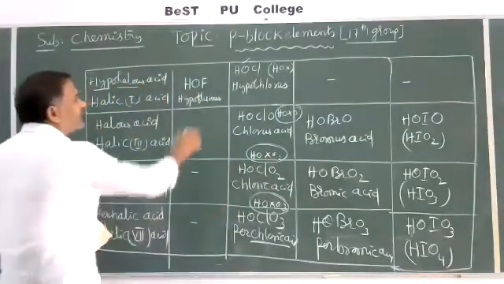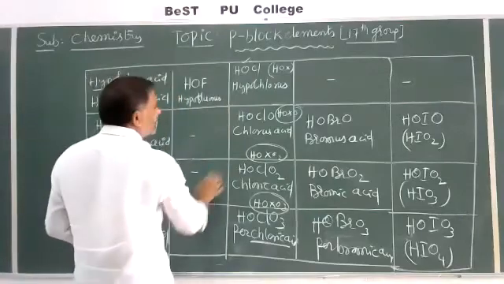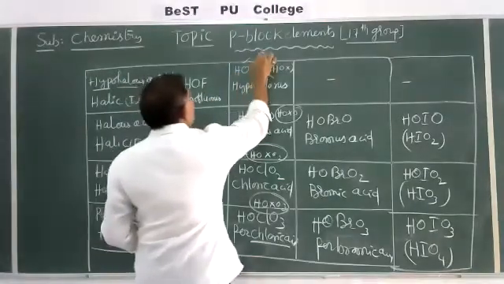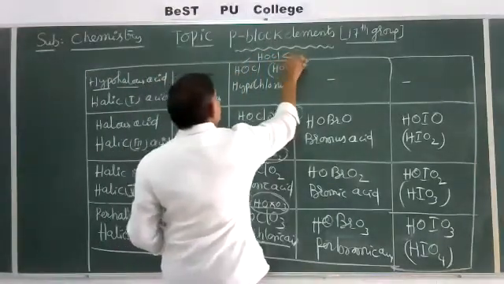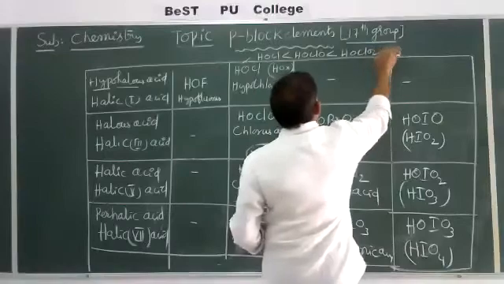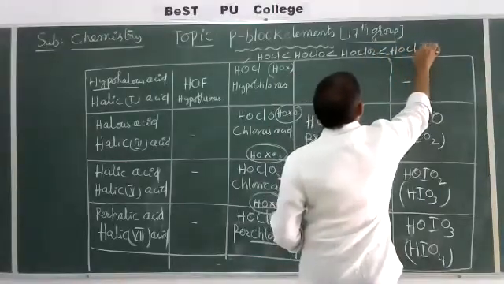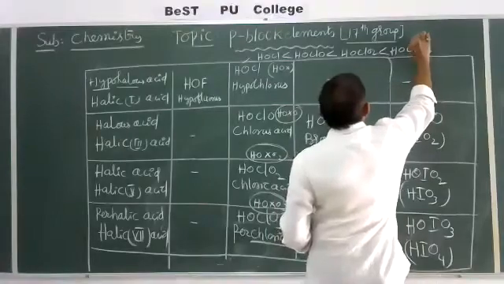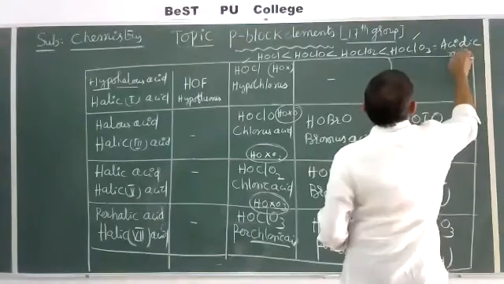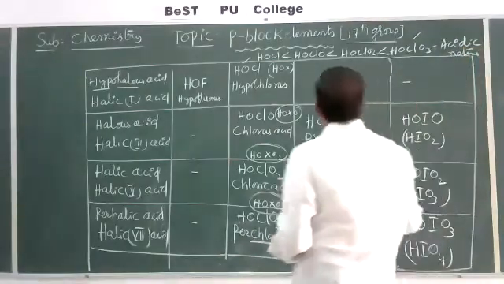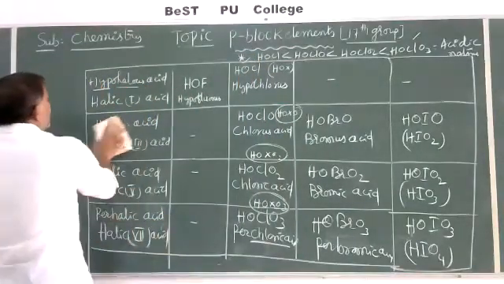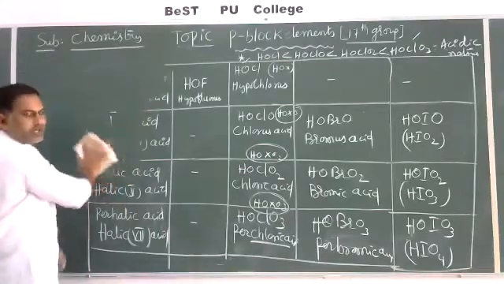Among these chlorine oxo acids, the acidic strength is: HOCl is less than HOClO, which is less than HOClO2, which is less than HOClO3. Perchloric acid is more acidic in nature. This is the acidic nature of the corresponding oxo acids of chlorine. Very, very important this is. Okay? Noted?